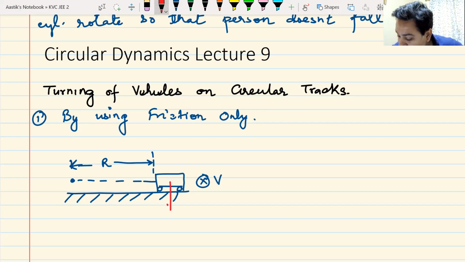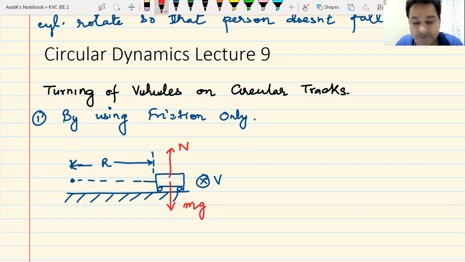Vehicle has got its weight, mg. It always goes down. Nothing can change it. Then there is the normal reaction coming from the road, N, and you will understand this normal reaction will be coming from the ground. Now I have to make three equations. Now this normal reaction is going upwards, weight is downwards. Now this normal reaction or weight cannot give it the centripetal force.